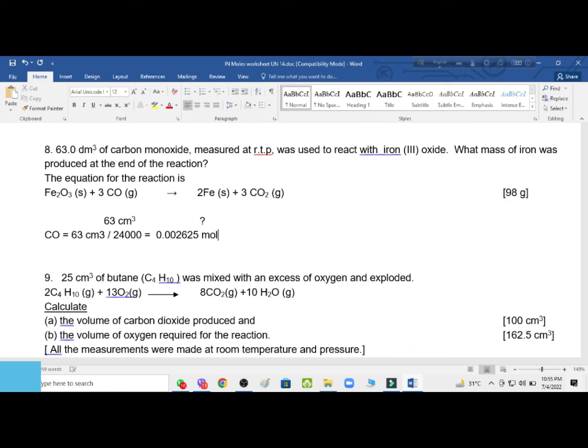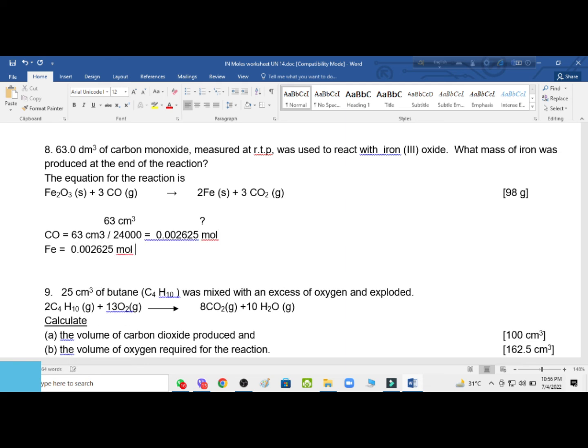So how about iron? Can you estimate from this ratio? There's 3:2. So if this is the mole of the 3, as per the 3:2, what would be the mole of iron? This to be multiplied with 2 divide 3. Okay, multiply 2 divide 3, that's the ratio. Into 2 divide 3, I get here the mole 0.00175.